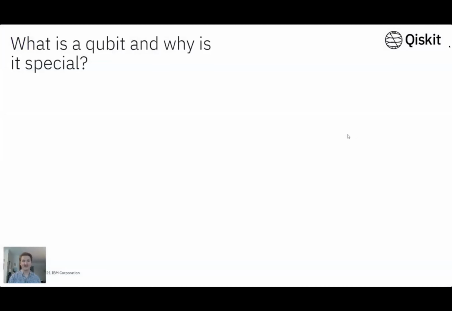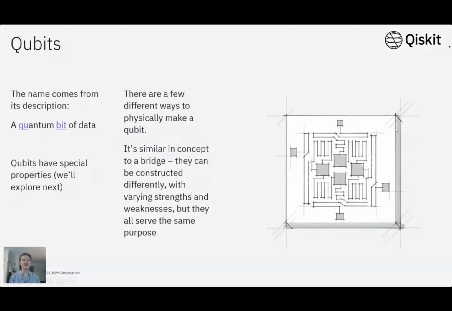thanks to a qubit. Let's talk for a second about what a qubit is and why it is special. The name comes from its description. It's a quantum bit of data. Qubits have special properties, which we're about to look at, and there's actually a few different ways to physically make a qubit. At IBM, we make them one way, but other companies that you may have heard of in quantum computing make them differently. It's similar to a bridge, right?